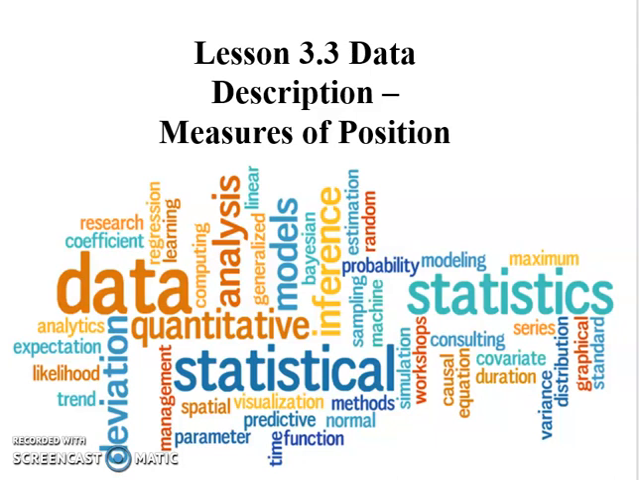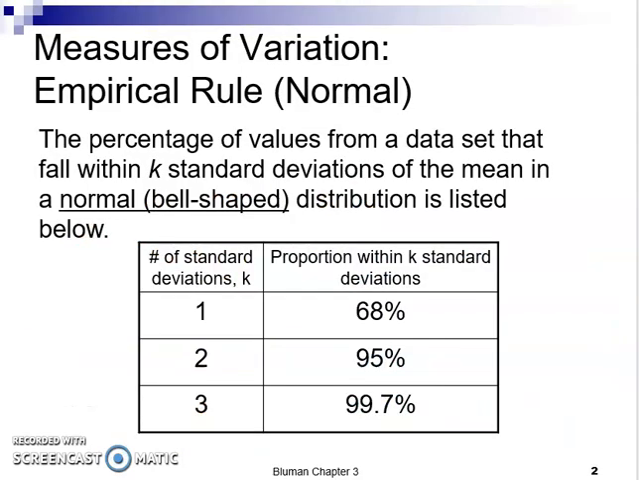Today's lesson, lesson 3.3, deals with measures of position. But before we get into the measures of position, I'd like to take a moment and look at something called the empirical rule. The empirical rule is one that applies only to the normal distribution. And the normal distribution is that bell-shaped curve that we looked at earlier, in which the mean, median, and mode were all the same value.